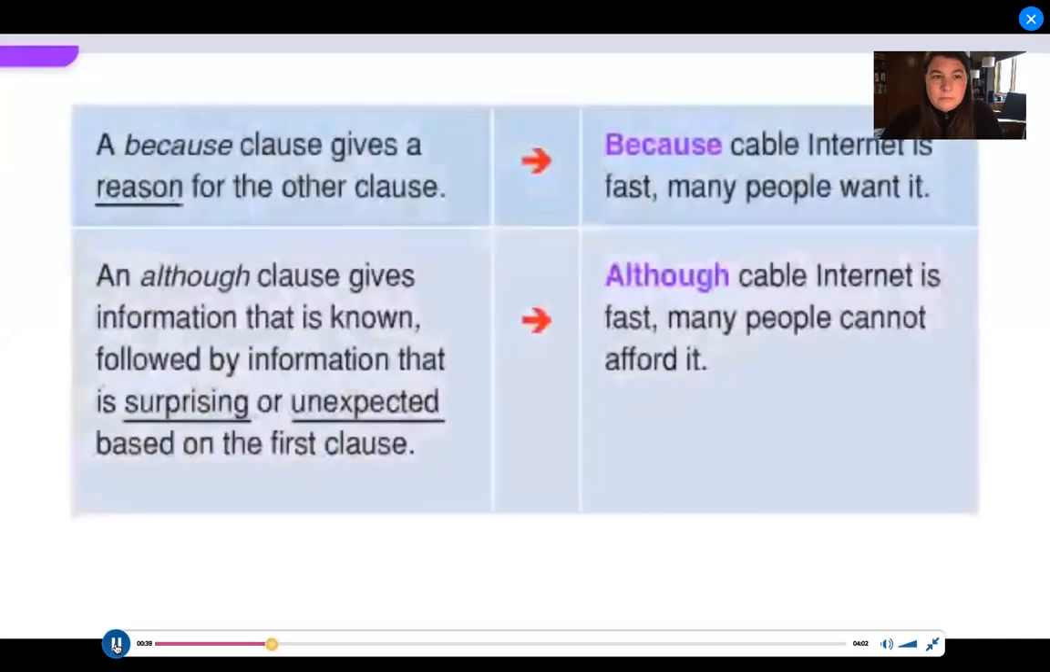A because clause gives a reason for the other clause. Because cable internet is fast, many people want it. Why do people want it? Because it is fast. It gives a reason. An although clause gives information that is known, followed by information that is surprising or unexpected, based on the first clause. Like an opposite. Although cable internet is fast, many people cannot afford it.